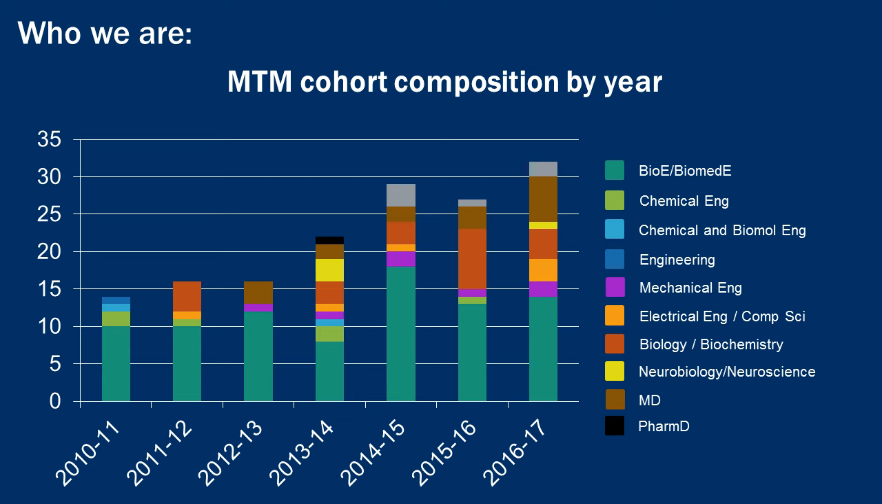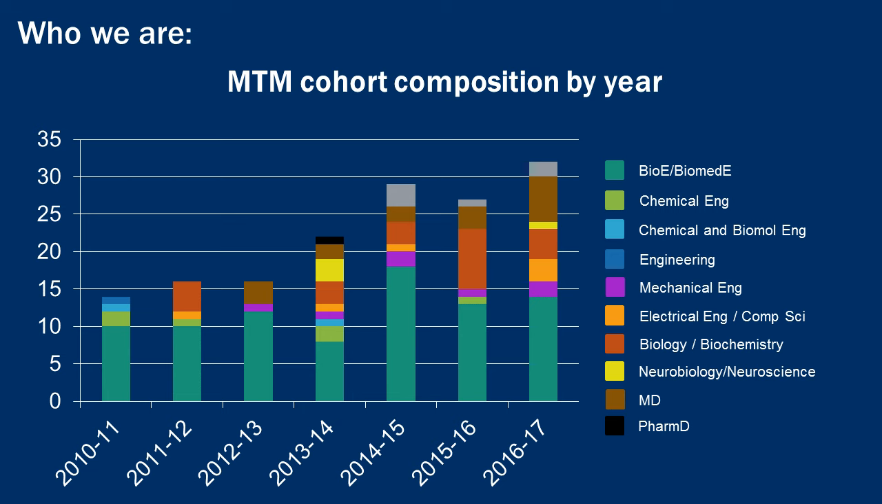A lot of people ask, is it just for bioengineers? And the answer is no. That bottom bar on this graph, the light green, shows the proportion of students that are bioengineering or biomedical engineering. And yes, it's the largest proportion of the class, but it's becoming a smaller and smaller percentage. At this point, it's not even half of the class.